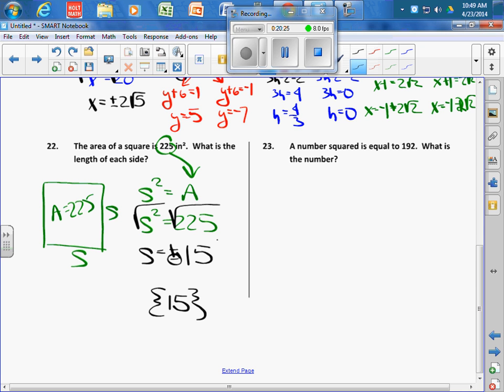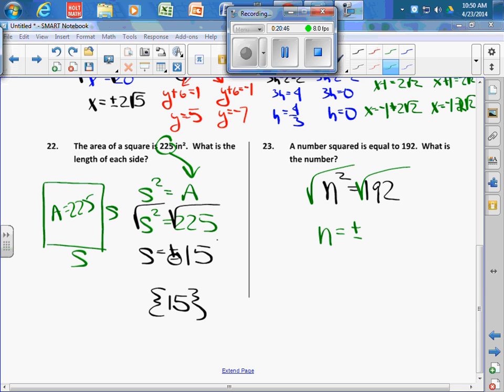A number squared is equal to 192. What is the number? A number squared is equal to 192. So your number, let's call it n, squared is equal to 192. Well, to solve this, we take the square root of both sides. So n is equal to plus or minus. How do you simplify the square root of 192? You get plus or minus, what is it, 8 radical 3?